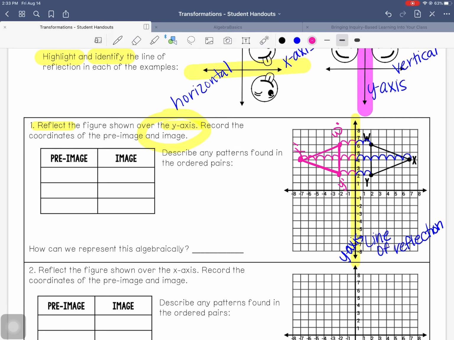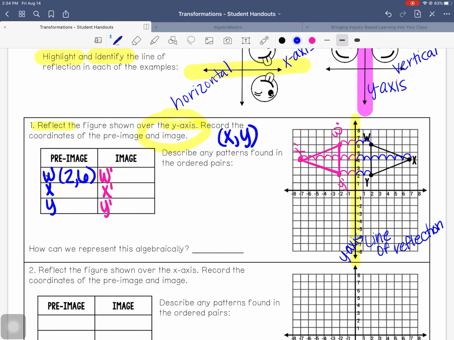We're counting the boxes. So we need to now go in and label W, X, Y. We have W, X, and Y. And then we have W prime, X prime, and Y prime. Now we need to write our x, y coordinates. Remember, x always goes first, and y always follows. And we're going to start with our pre-image, which was the one that we were given to begin with. W is at over 2 on the x-axis and up 6 on the y-axis.